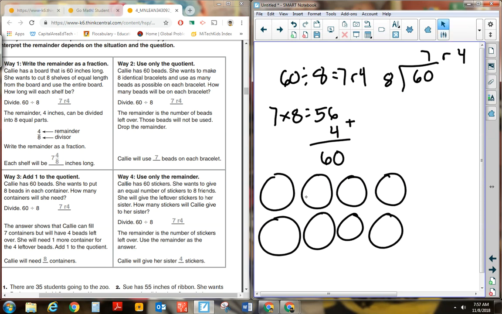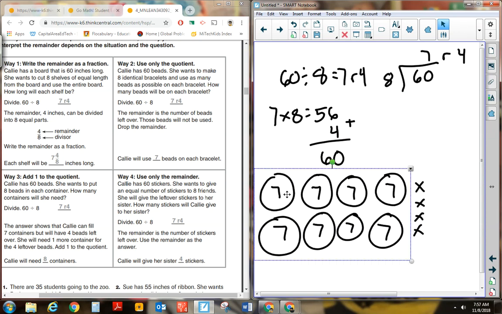Now each one of these friends is going to get an equal number of stickers. And each one of these is going to get 7. 7 plus 7 plus 7 plus 7 plus 7 plus 7 plus 7 plus 7 is 56 stickers. Now, she has a total of 60 stickers. So she gave out 56 so far, so 57, 58, 59, 60 stickers. She can't play favorites with her friends. She can't give this friend 8, 8, 8, 8, and then these friends get 7. So she's got 4 stickers left over.